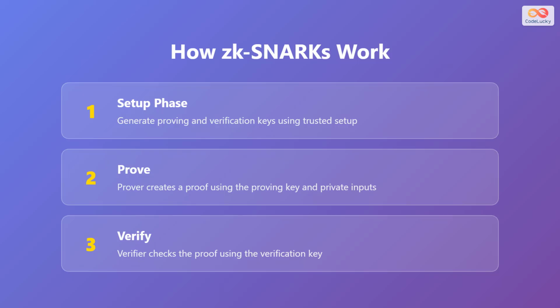The zk-SNARK process involves three main phases. First is the setup phase, where we generate a proving key and a verification key using what's called a trusted setup. These keys are specific to the computation being proven. Second is the prove phase, where the prover uses the proving key along with their private inputs to create a proof. This proof demonstrates that they know certain information without revealing it. Finally, in the verify phase, anyone can use the verification key to check whether the proof is valid. This three-phase structure makes the entire system both secure and efficient.